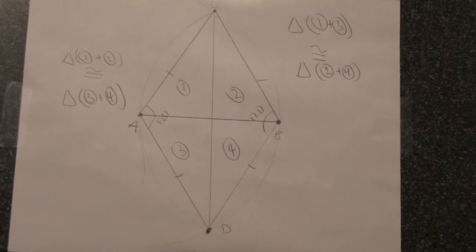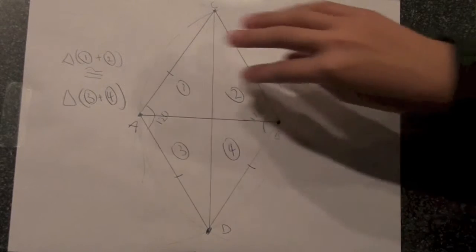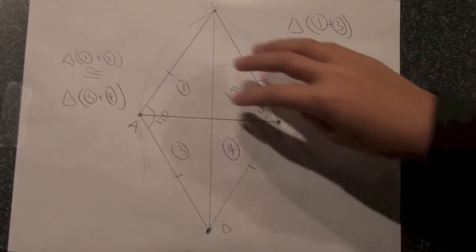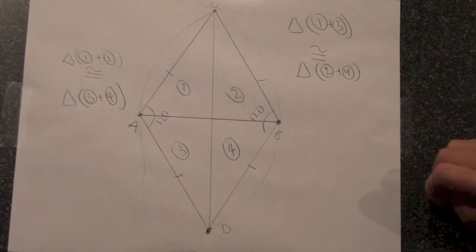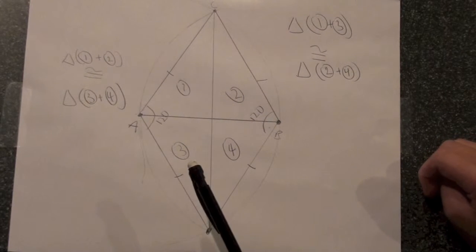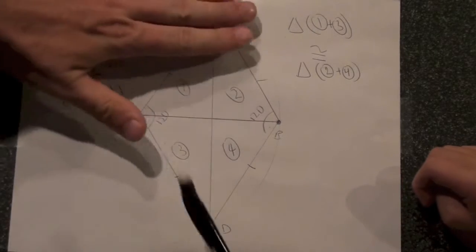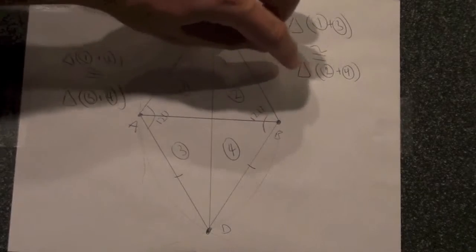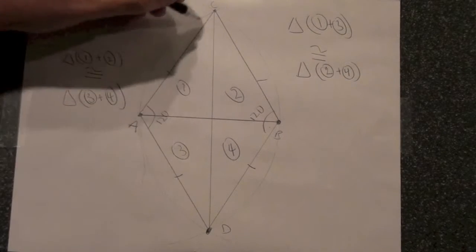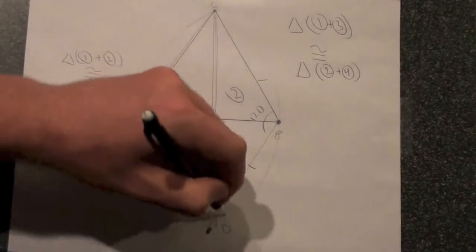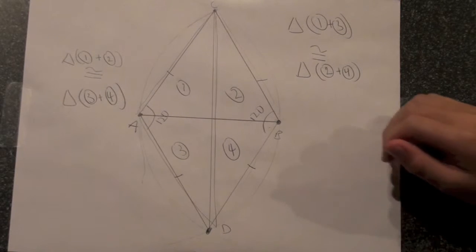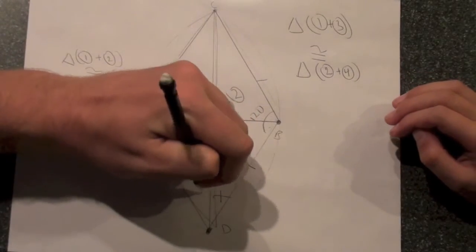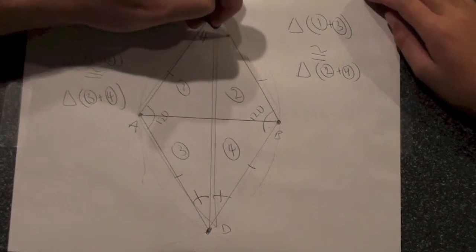And what can we conclude from that observation? We want to conclude that triangle 1 and 2 are congruent, because this angle and this angle would be the same, and they add up to 180, so they would be 90. Because we're running low on time, what does triangle 1 plus 3 being congruent to triangle 2 plus 4 tell you? What angles are equal? This angle and that angle are the same, and this angle and that angle are the same.